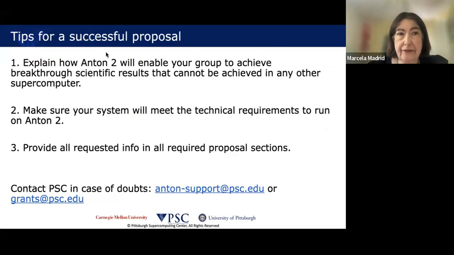So what are the tips for a successful proposal? First, you would need to explain how Anton 2 will achieve breakthrough scientific results. Using Anton 2 will help your group achieve breakthrough scientific results that cannot be achieved in any other supercomputer. And second, you will make sure your system meets the technical requirements to run on Anton 2, which I will explain next, and provide all the requested information that is described in the RFP.